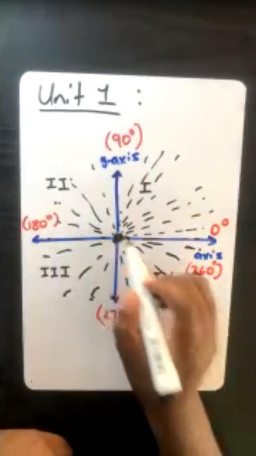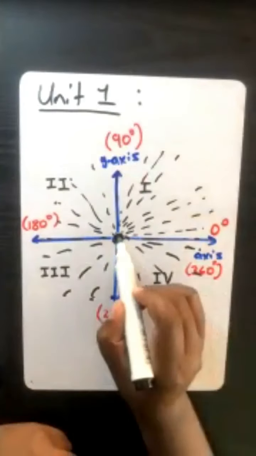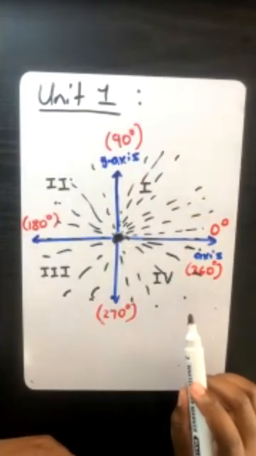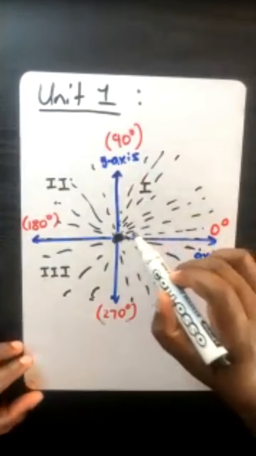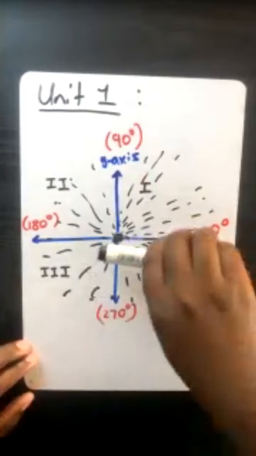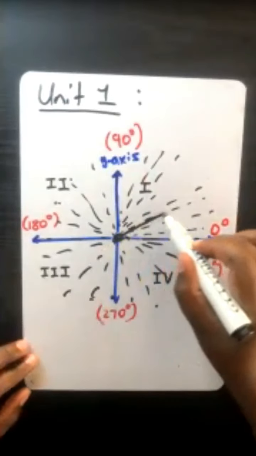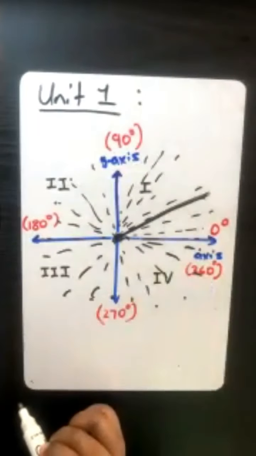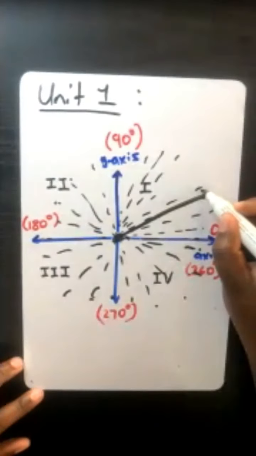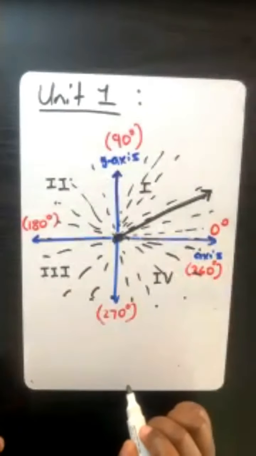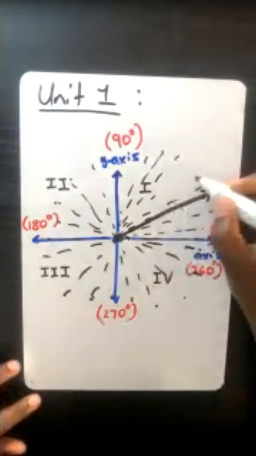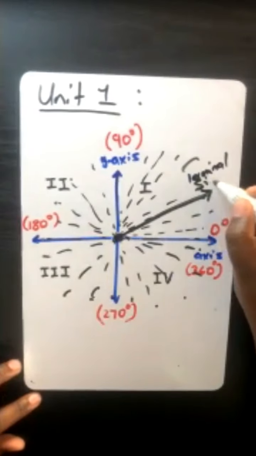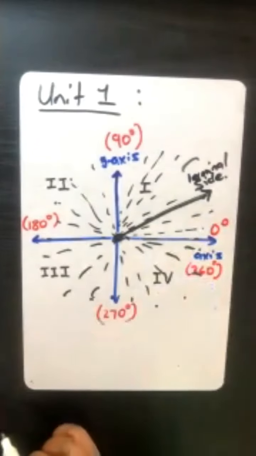So that means the angle is formed from the origin. Let me explain something. For example, let's say when I was rotating the marker, it was somewhere along that line. Guys, this line has a name. We call it a terminal side. This is something that you just need to be aware of.